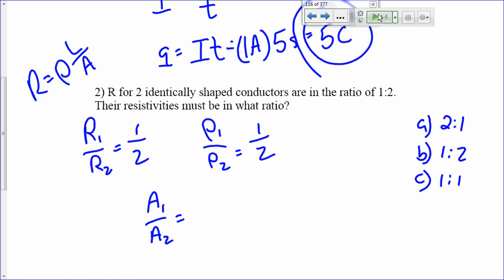Yeah, let's do it as a clicker question. That's a good idea. So, what is A1 to A2 going to be?